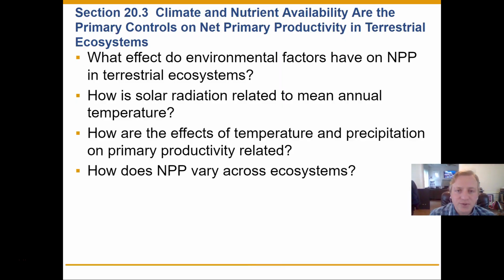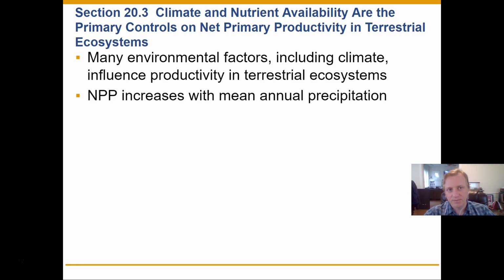So the questions we're going to be answering are: what effect do environmental factors have on net primary productivity in terrestrial ecosystems? Spoiler alert, things need water, things need light, things need nutrients. How is solar radiation related to mean annual temperature? This is a topic we discussed a long time ago, what feels like years and years ago, but was actually just January. How are the effects of temperature and precipitation on primary productivity related? And how does net primary productivity vary across different ecosystems? So some things to keep in the back of your head as we're going through.